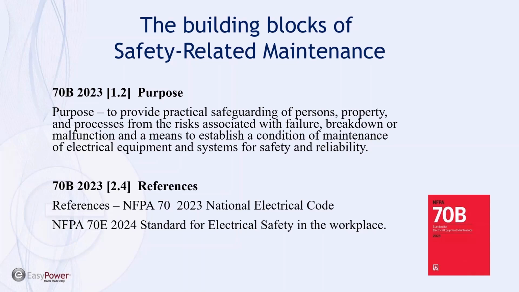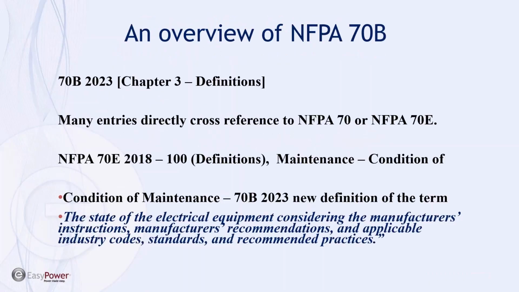Then as we look at chapter 2, one of the elements is references, and 70B goes right back and references elements within the National Electrical Code for building correctly, and elements of the 2024 edition of the 70E standard for workplace safety. As we continue our discussion, we're going to see a lot of crossover references, and for the sake of those discussions, I put a lot of those notations right into our discussions today.